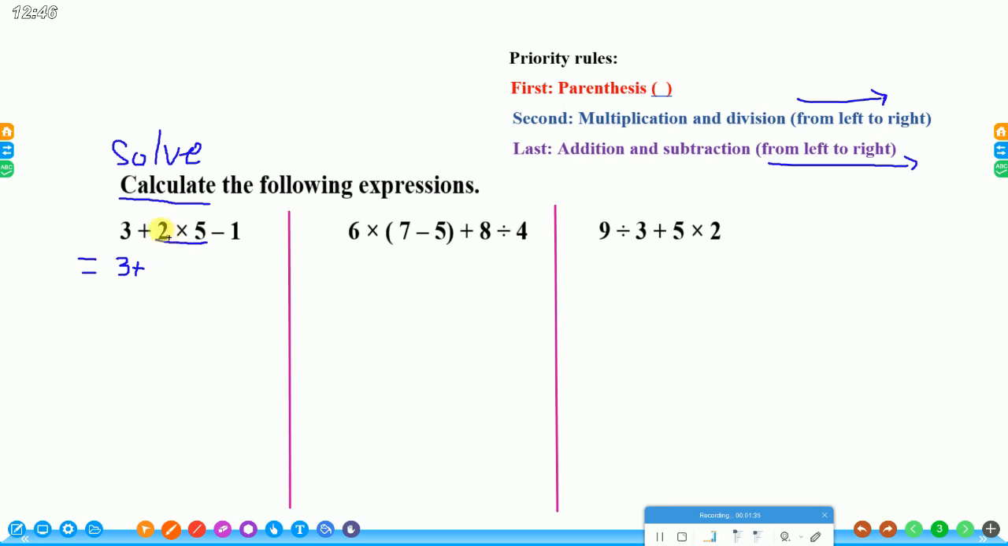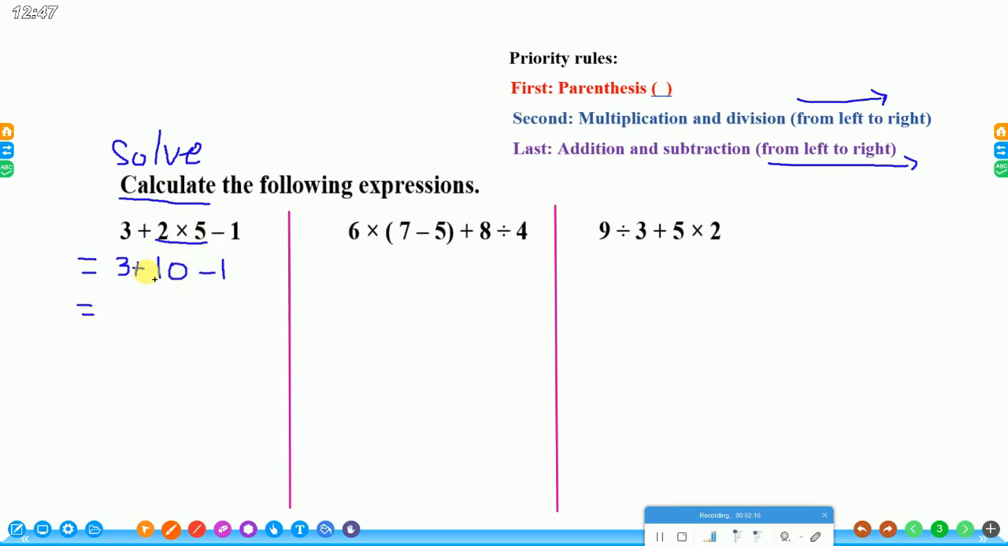2 times 10, we solve it, and it's equal to 10. Minus 1, we copy it. So you notice here 3 plus and minus 1, we copy them respecting their order of appearance. And 2 times 10, we solve it, also respecting where it appeared in the expression. The answer should be between the plus and the minus.